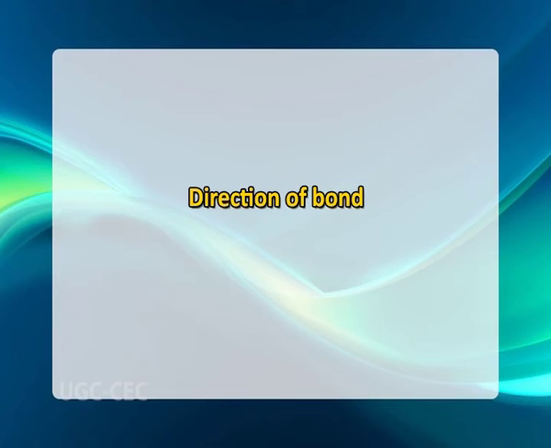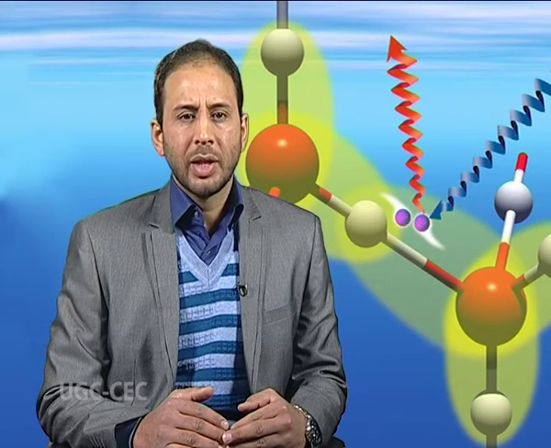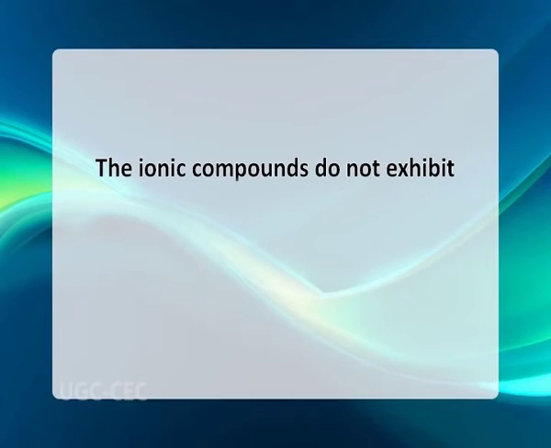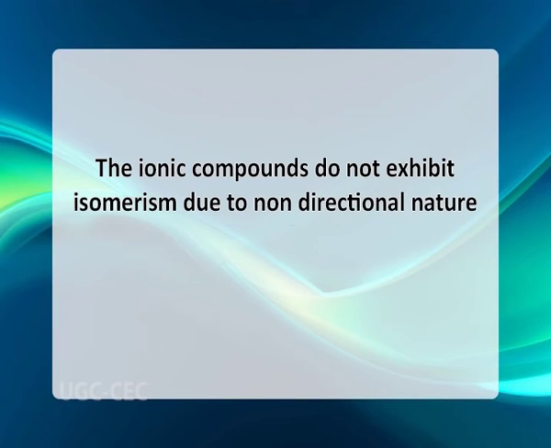Direction of bond. The ionic bond is directionless and the electrostatic forces of attraction are present in all directions around an ion. Hence, there is no isolated discrete molecule in the ionic crystal. The entire crystal is considered as a giant molecule. The ionic compounds do not exhibit isomerism due to the non-directional nature of the ionic bond.